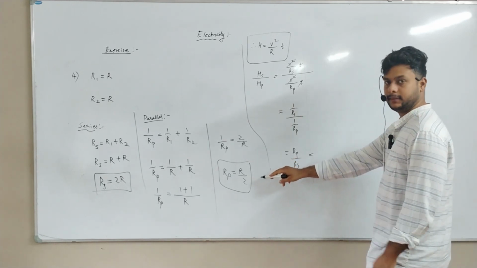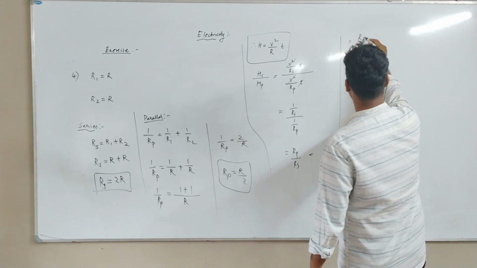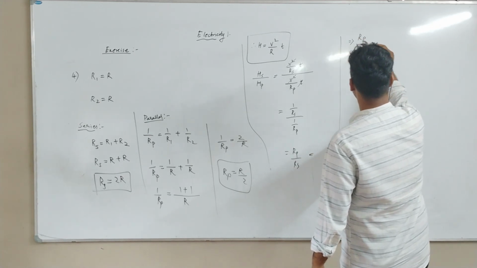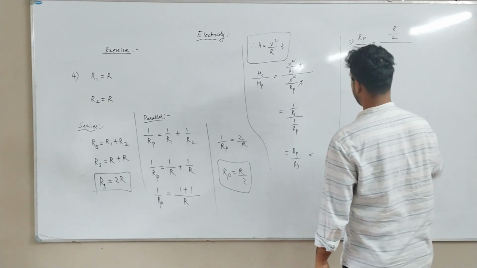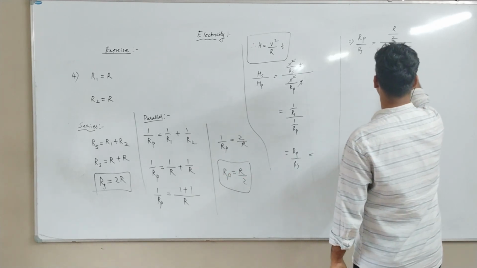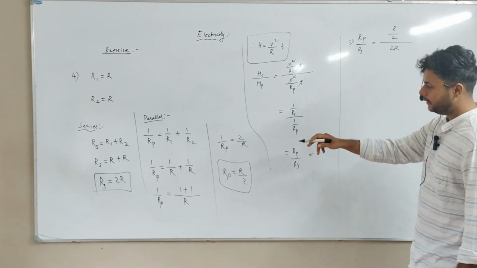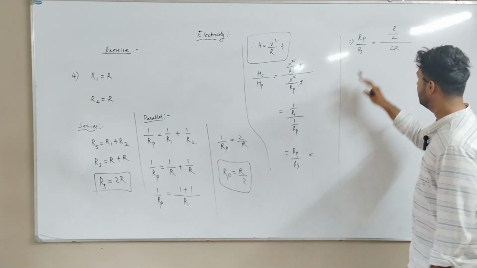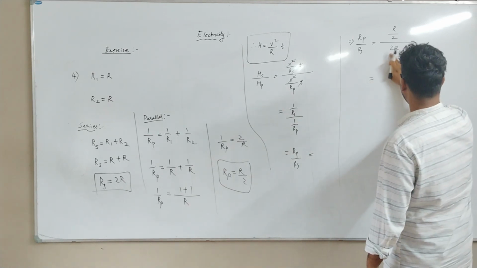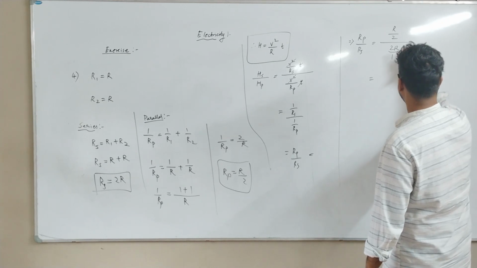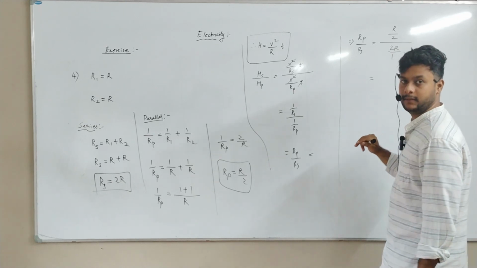So how much is RP? Check here, RP is R by 2. Once again we'll write RP by RS. RP is R by 2, whole divided by RS, which is 2R. Got what I did here? I only put those values there. Now it is like 2R by 1. If I reciprocate that, turning it upside down, this will become 1 by 2R.